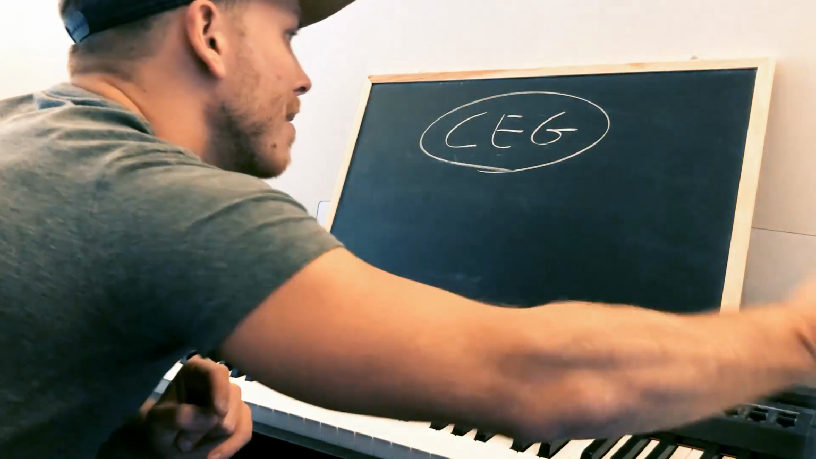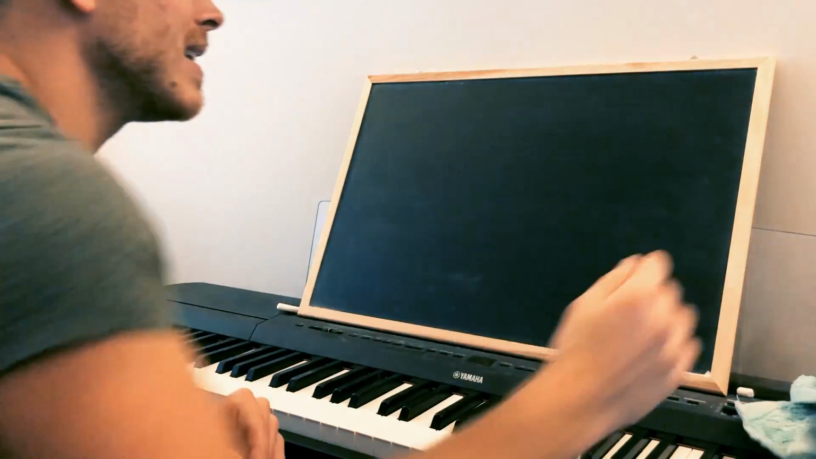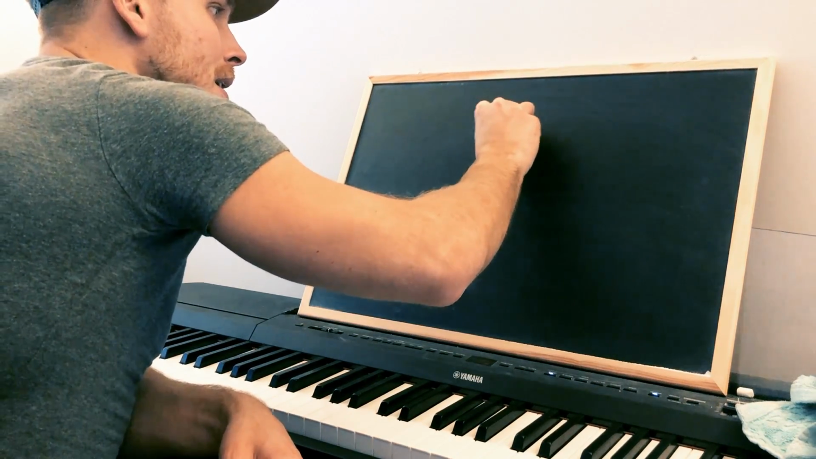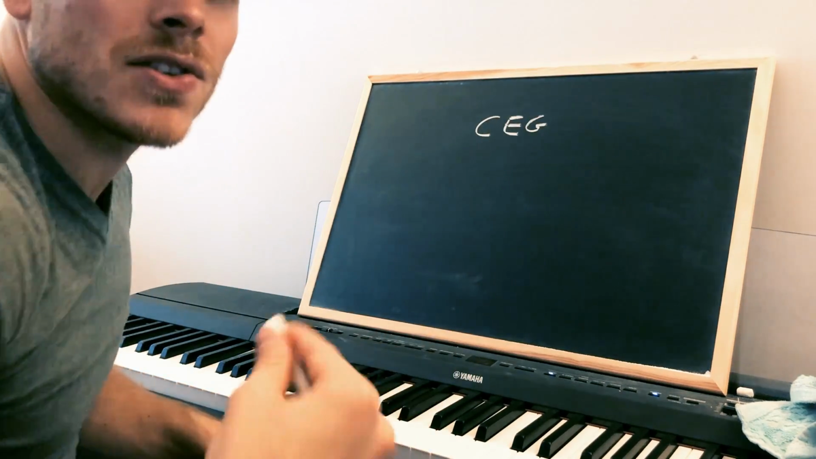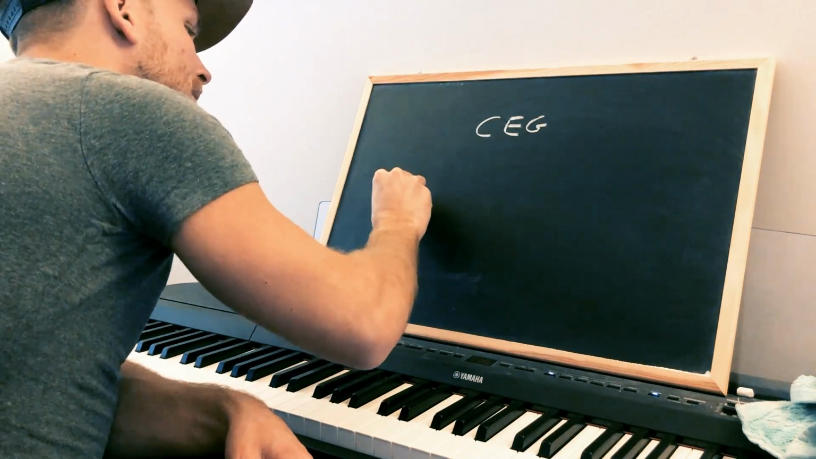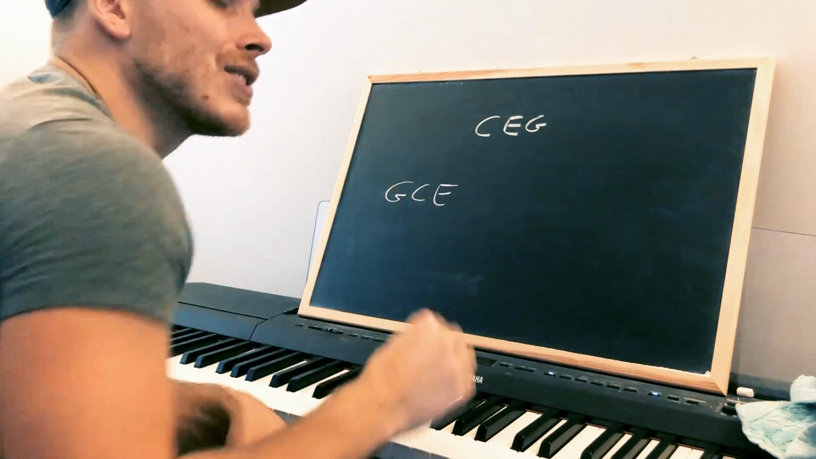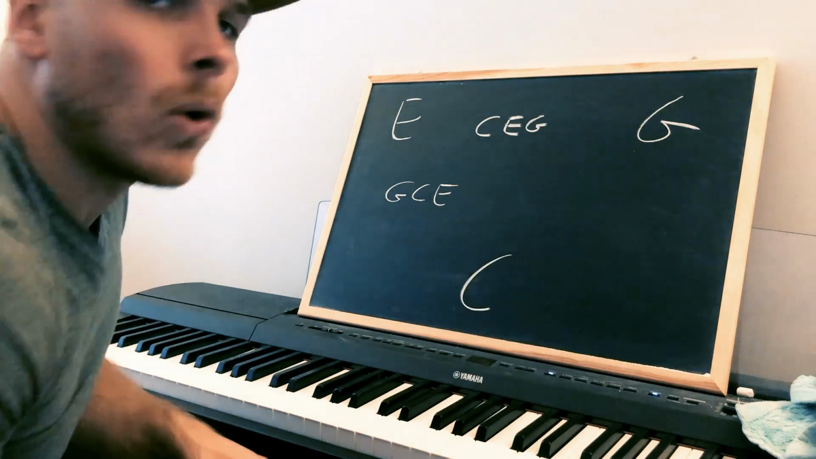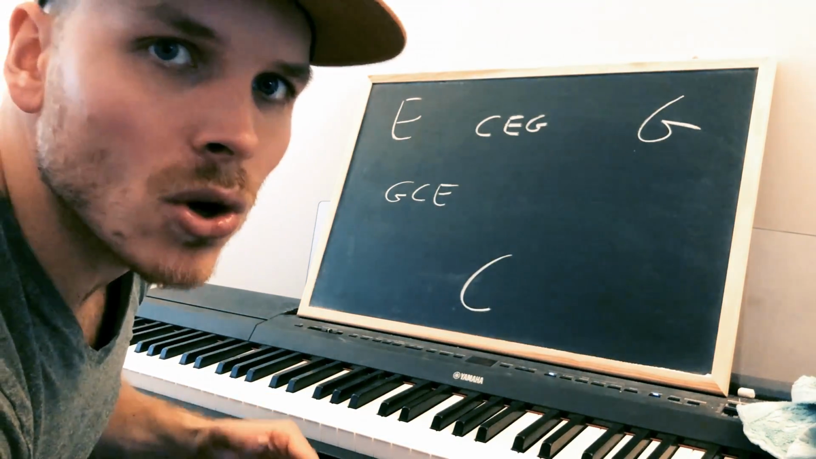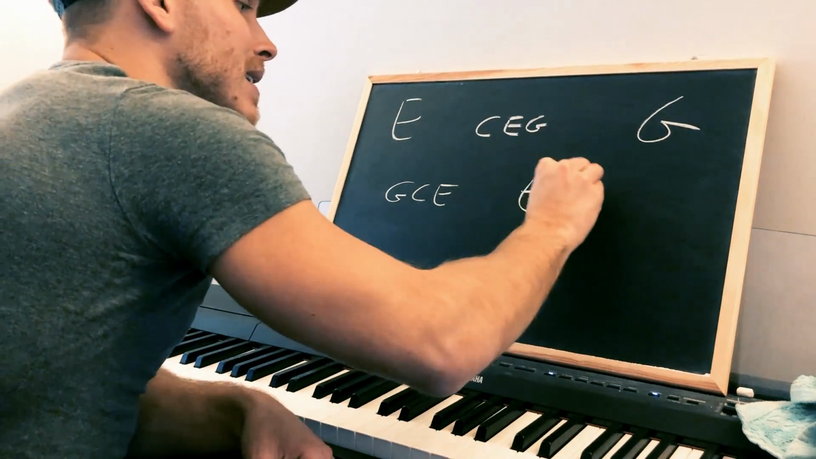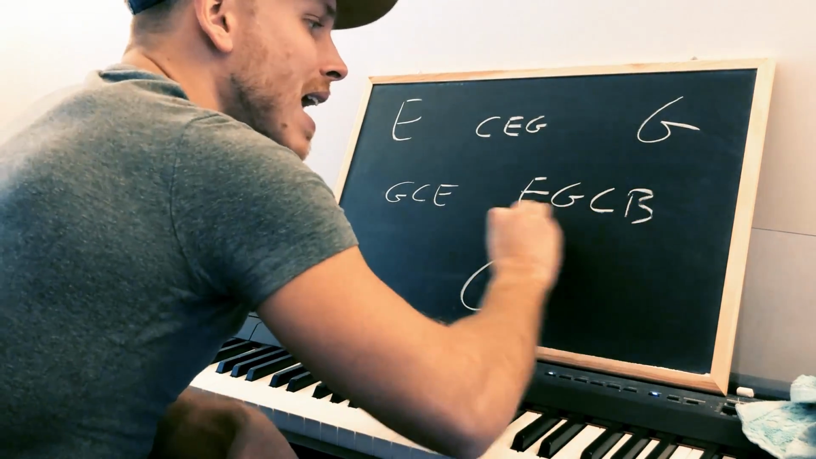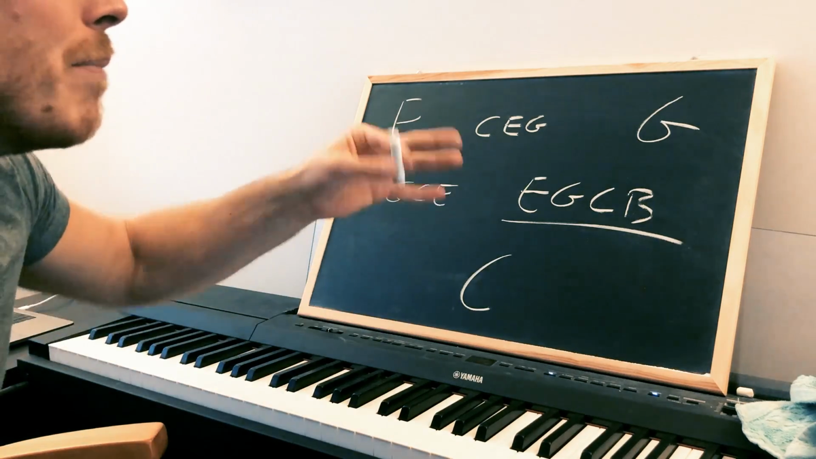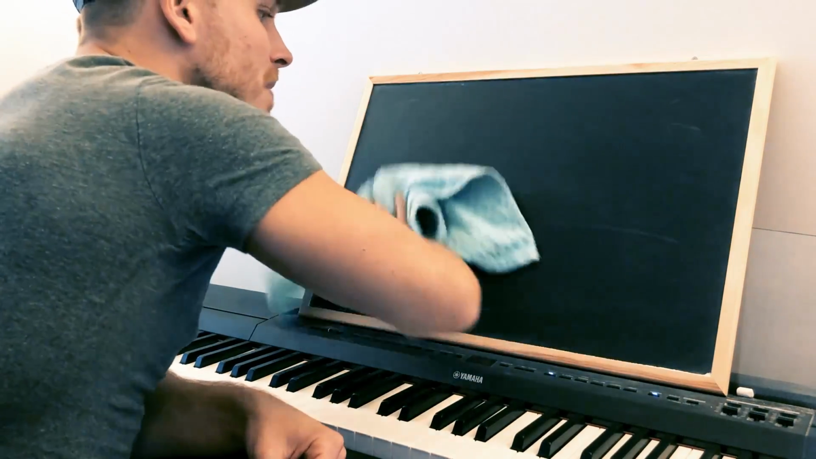So all you have to remember is that whenever you play C, E, and G, it's a C major chord. If I play G, C, and E, it's also a C major chord. If I play E, G, and C, all over the place, it's still a C major chord. If I play E, G, C, and B, now it's a different chord, okay? Because I added a note to it, the mixture is different. Cool? I hope that's clear.